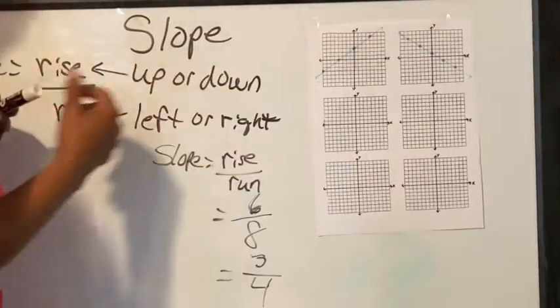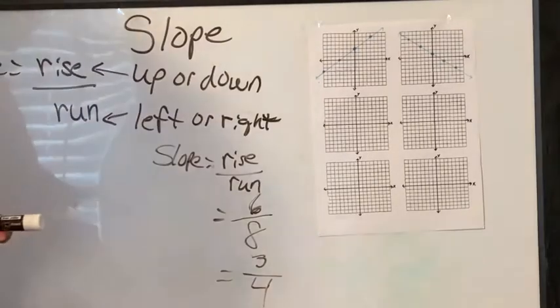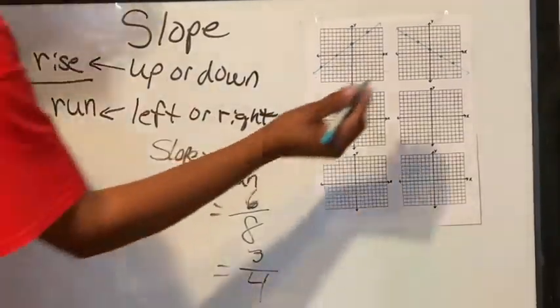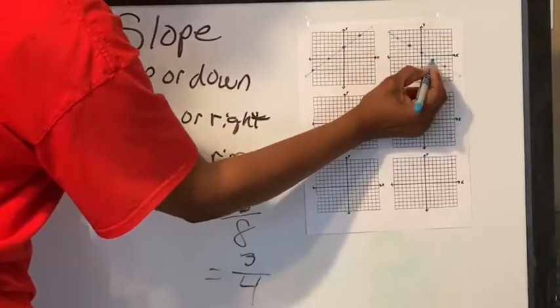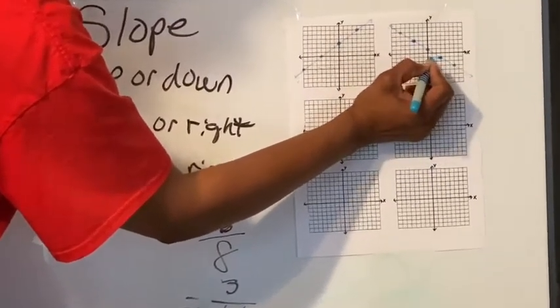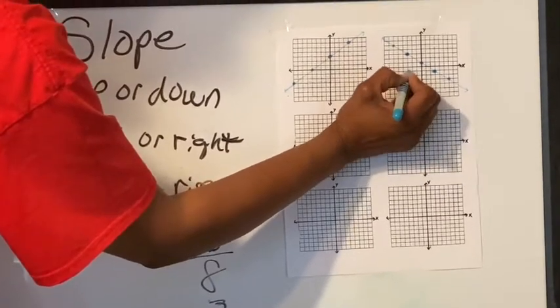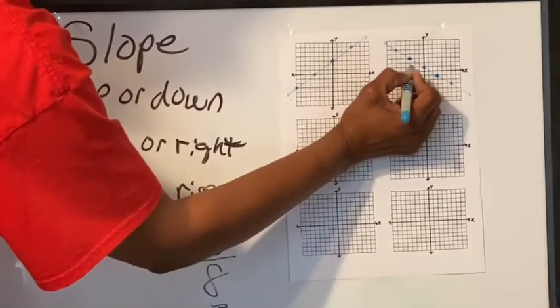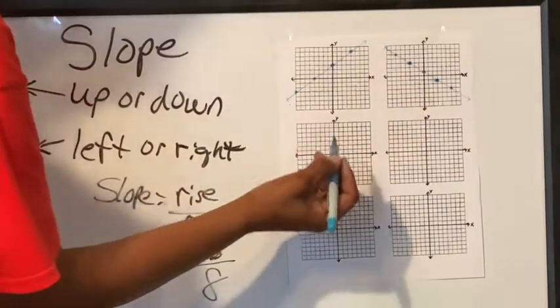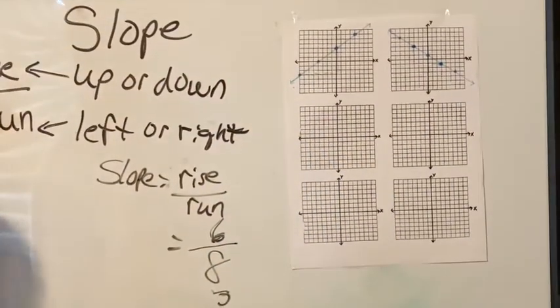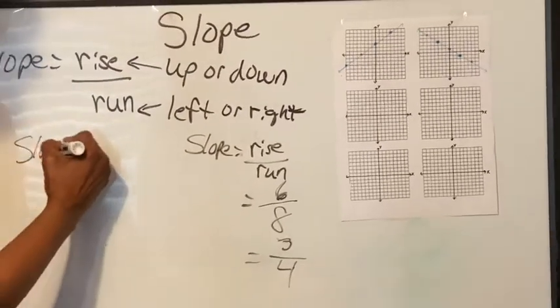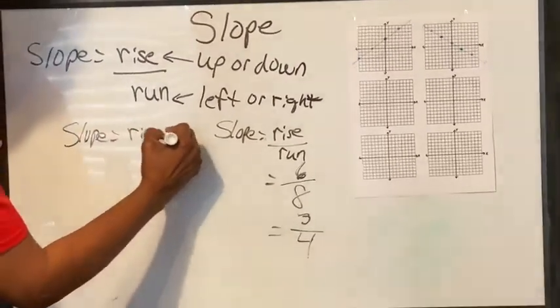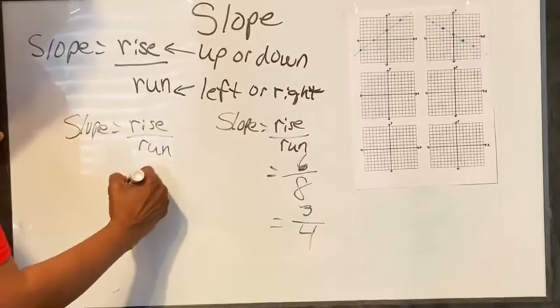Now let's move to this next line. On this next line, let's select this point and this point. This time I'm going to go this way. I'm going to move over to my left and then go up to get to that point. Again, I'm going to write slope equals rise over run. And now I'm going to count so I can see what my slope is.